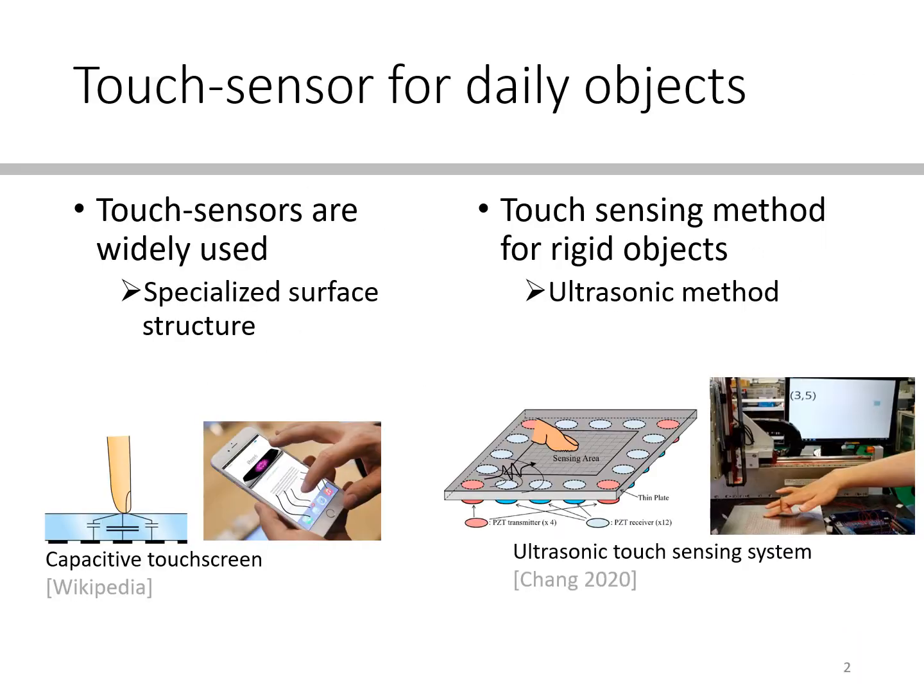Touch sensors are widely used nowadays. The capacitive touchscreen has been commercialized and can be found in cell phones and touchpads. This kind of sensing method was achieved by a specialized surface structure. Recently, touch sensing methods for daily objects are wanted. An example is the Ultra Touch Sensing System, which can be used for rigid objects such as a desktop.